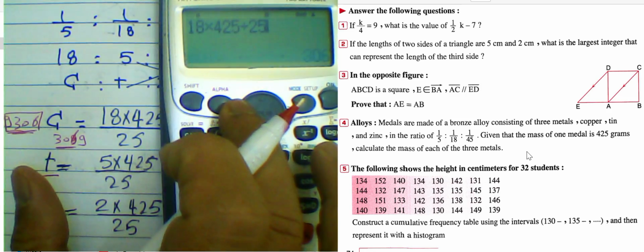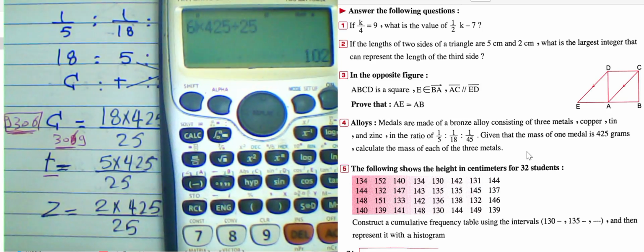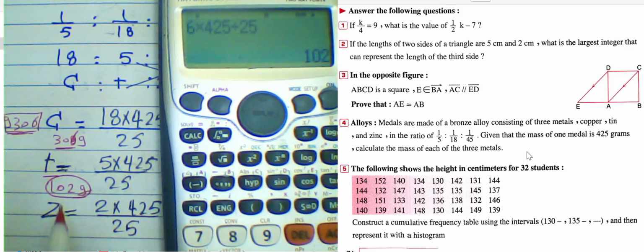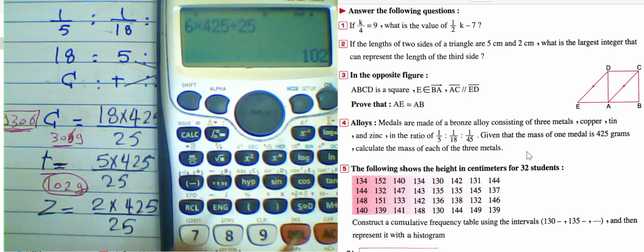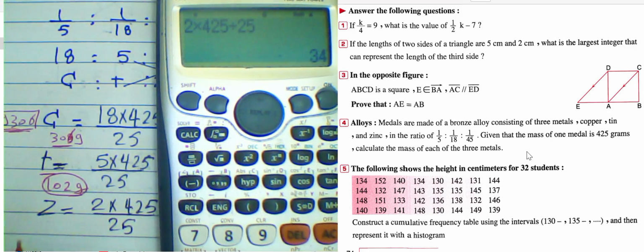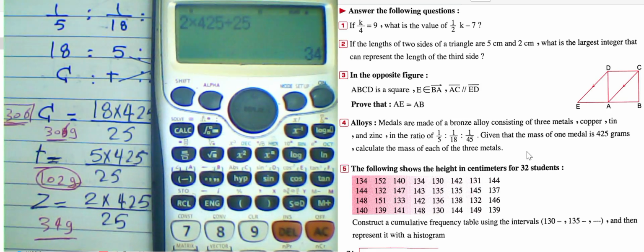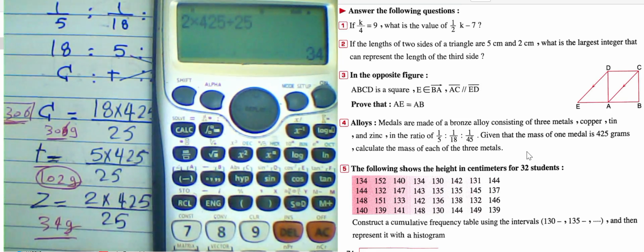And T, we can write 5. The result will be 85 gram. And the weight of Z, we write 2. It will be 34 gram. Okay, that is the solution of this example.